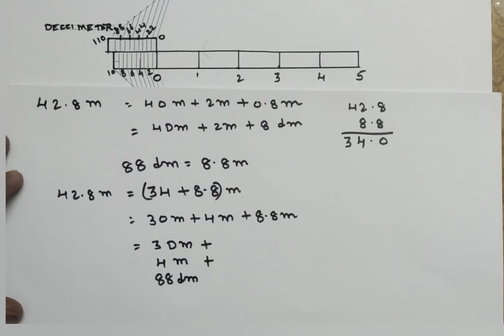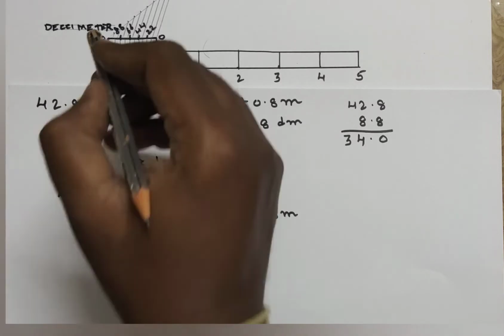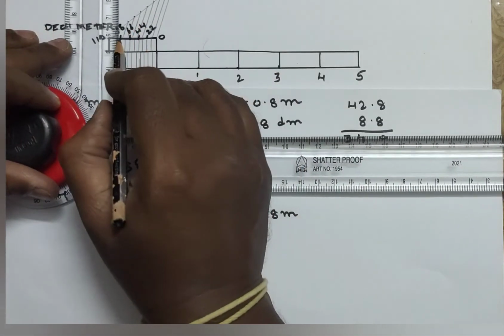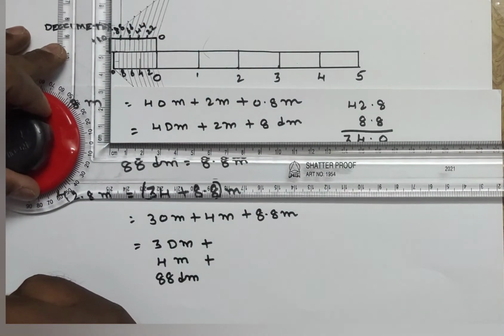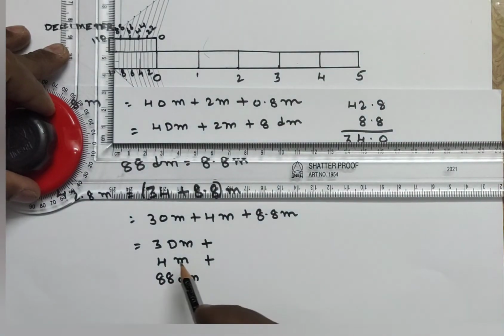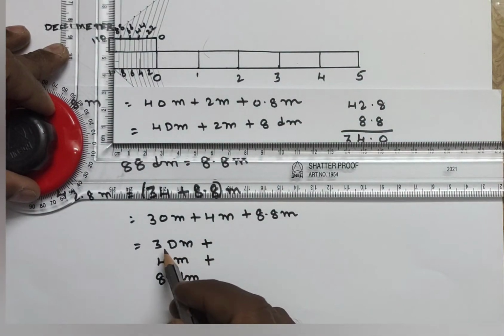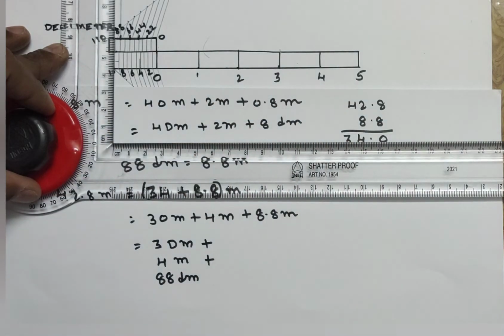How is it? So first of all, we'll go ahead with 88 decimeters. Where is the 88 decimeters? Here it is. I'm going to extend it. So from here to here, 88 decimeters is over. 4 meters I will do later. It is 3 decameters. But how to mark 0.4 meters?